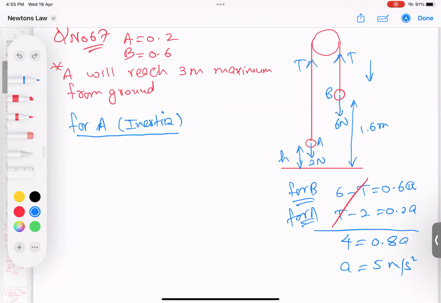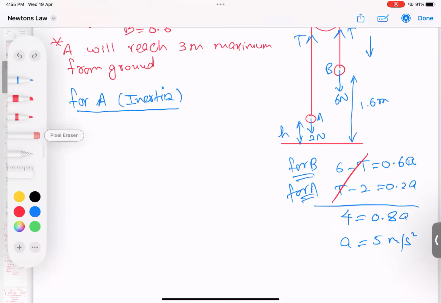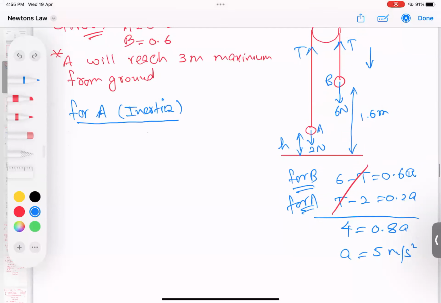Okay. Now see, starting speed zero we have here, and acceleration we have here. But H I don't have, no problem. I can do one thing. Using this B component, I can find the last velocity. Last velocity is very important to know here. So I want to find out B will hit the ground with what speed. So I change the plan and I'm going for B first.